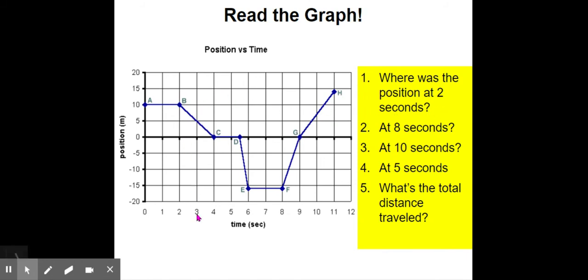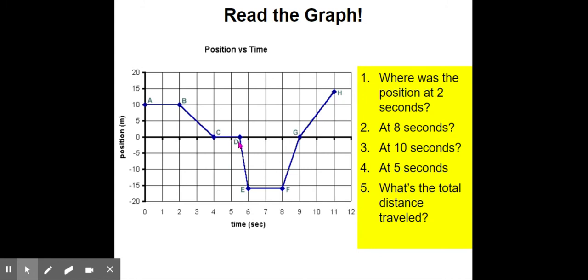At 8 seconds, well, let's look down here, eight. There we go, 8 seconds, and it's right here. So the position is a little below negative 15, so it's like negative 16. At 10 seconds, let's go over to here, and that's between 5 and 10, so it's like 7-ish. At 5 seconds, go back to 5 seconds. The position is zero.